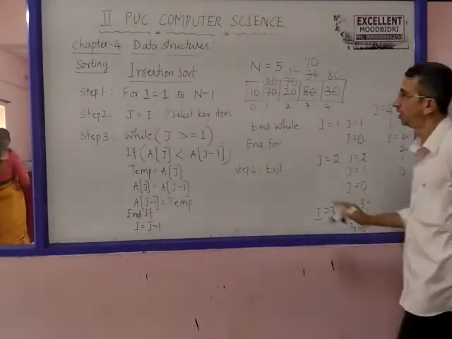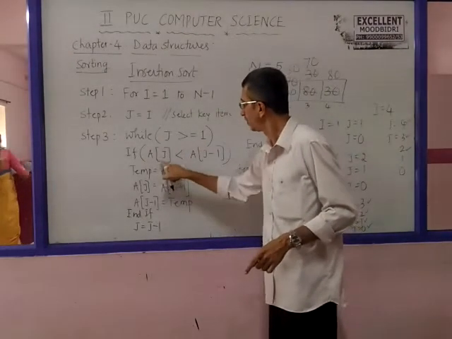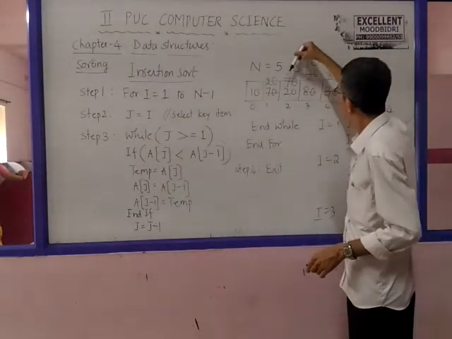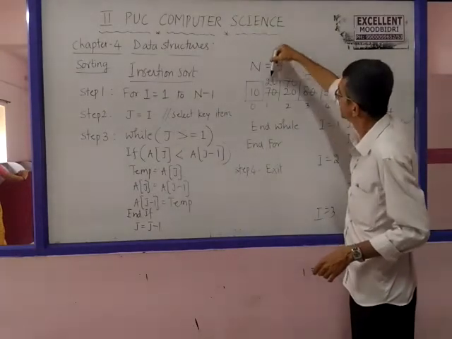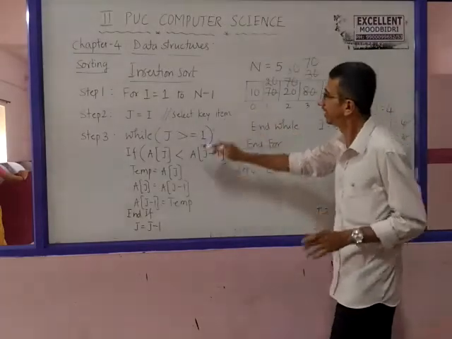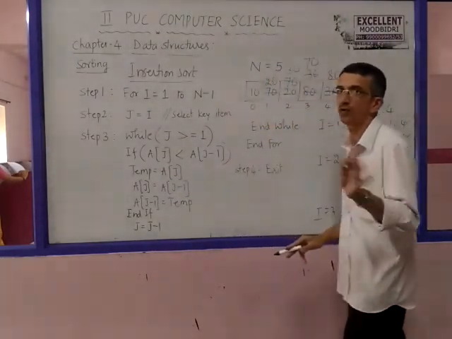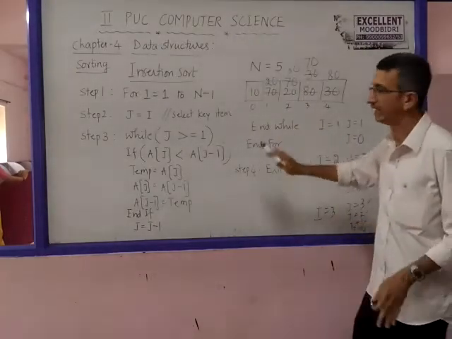J becomes 1 less still. J becomes 2. 2 is more than or equal to 1, true. Into the if. A of 2 is less than A of 1. A of 2 is 30, is it less than 20? No, false. So it will not be interchanged.